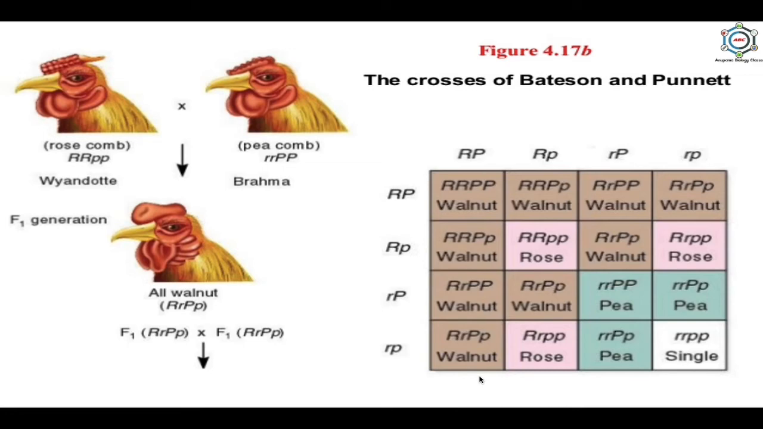So the cross which you can see in the picture indicates that the combination of the alleles, that is P and R, gives the walnut phenotype due to their interaction that modifies the trait, and the combination with the allele capital P gives the pea phenotype due to its own simple dominance, and the combination with allele capital R gives the rose phenotype due to its own simple dominance, but the lack of both capital P and capital R alleles gives the single phenotype. So this is the complete supplementary genes.